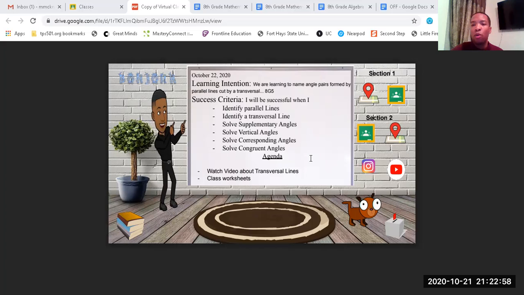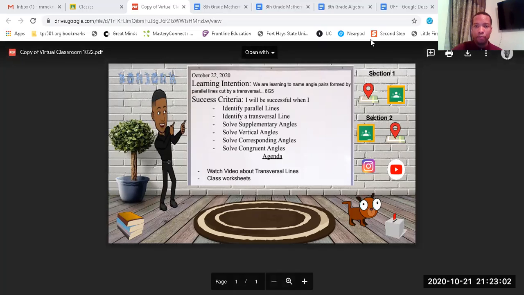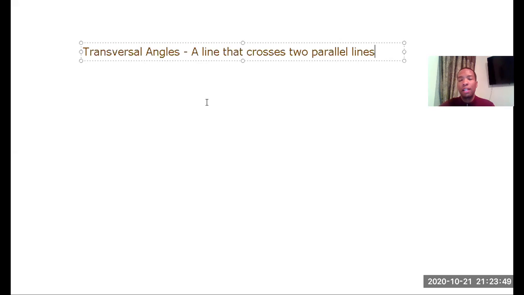For the first part, we'll go through and then we'll attack some of the assignments. The first thing that we're going to look at is identify transversal angles. A transversal is a line that crosses two parallel lines.